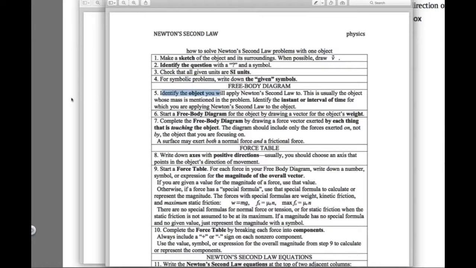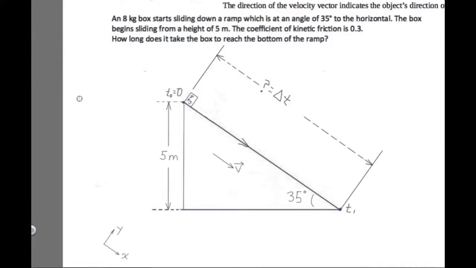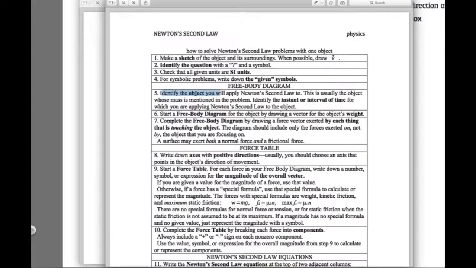Identify the object that we're applying Newton's second law to. Well, since the problem mentions the mass of the box, we're probably going to use the box as the object, and we're going to be applying Newton's second law during the interval between time 0 and time 1. That is, during the interval between when it starts sliding down the ramp and the time when it reaches the bottom of the ramp. So the object is going to be the box, and we're going to use Newton's second law during the interval that it begins sliding down the ramp and then reaches the bottom of the ramp. Start your free body diagram.